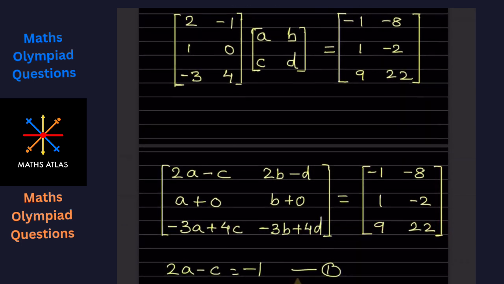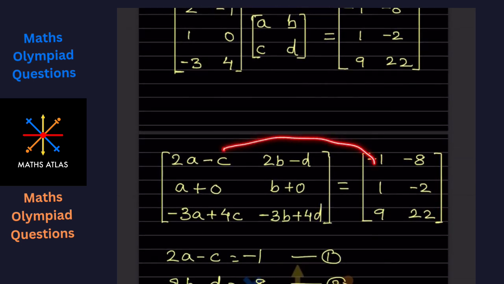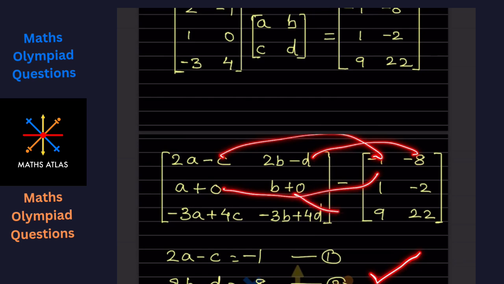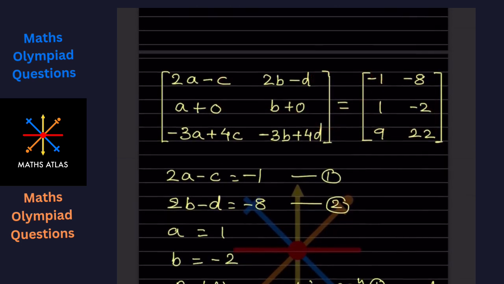So now what you can see here, we are going to compare it. So this is equal to minus 1 here. Now this is a and b. So we are just going to take a plus 0 is 1, so we'll write a is equal to 1. b plus 0 is minus 2, so we will write here b is equal to minus 2. And here we can do one more thing, that is 2b minus d is minus 8. Hope you got this one. So that is what I put.